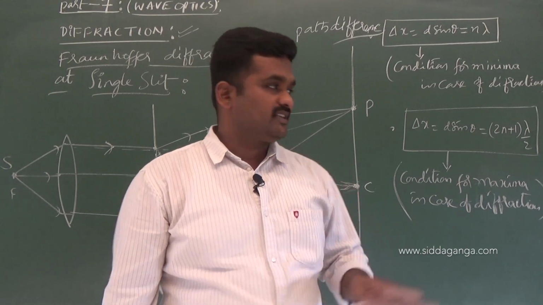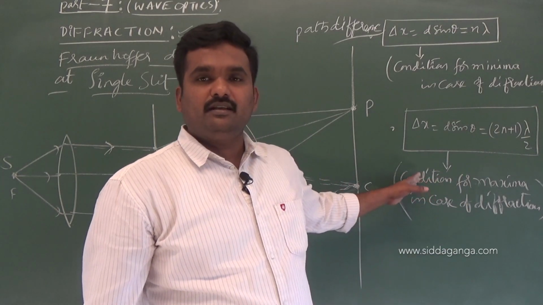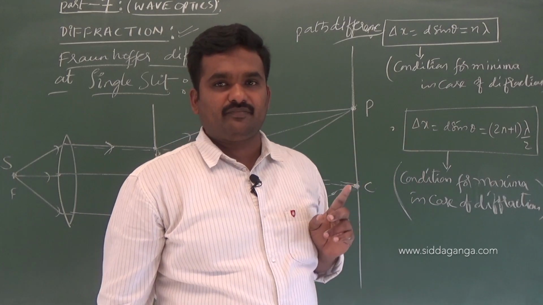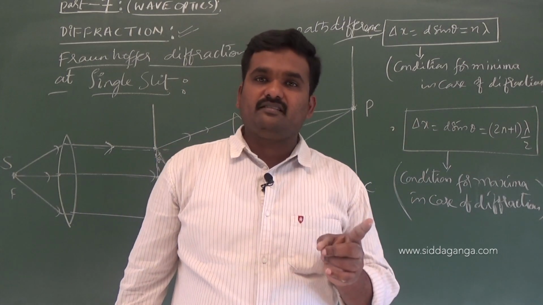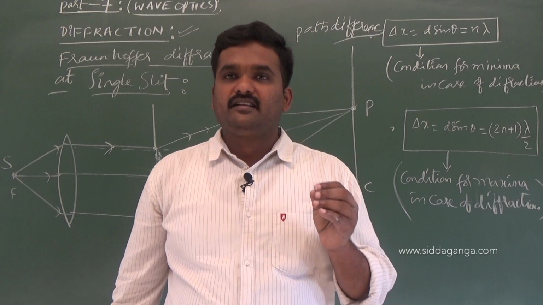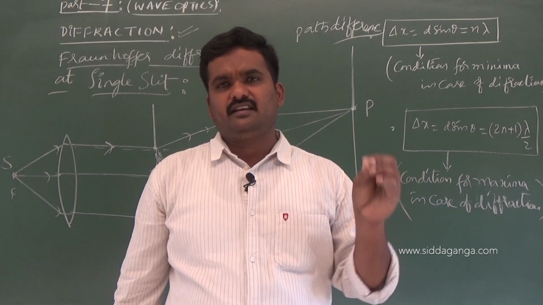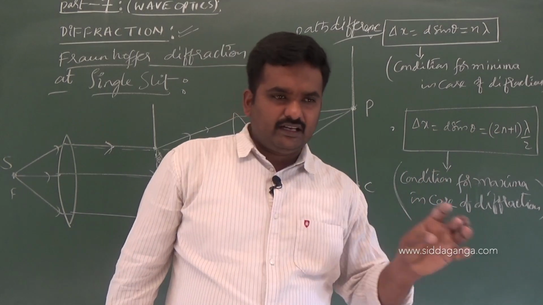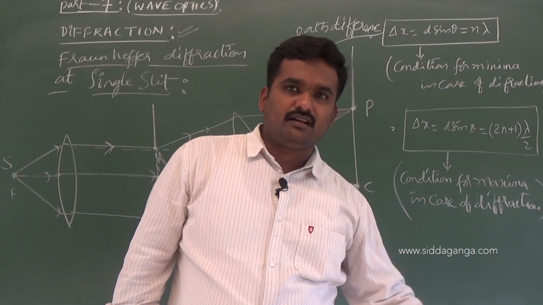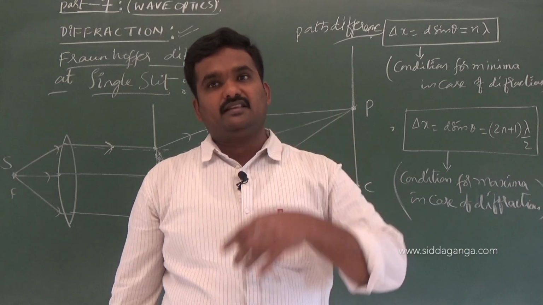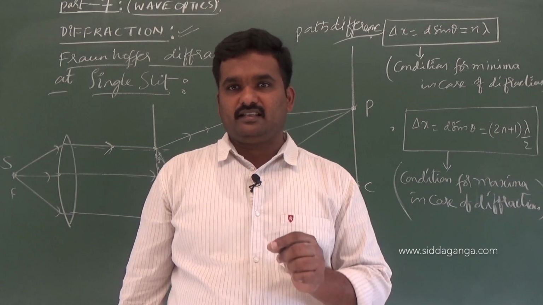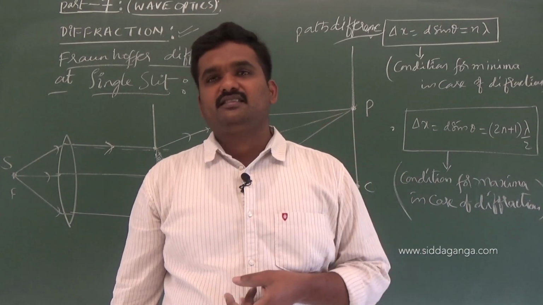Here you can't call them fringes. You have to call them maximas and minimas. They are not fringes. In a fringe pattern, the intensity is the same at all the points. All bright fringes have the same intensity, and correspondingly all dark fringes have the same intensity.